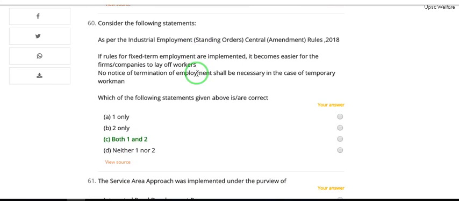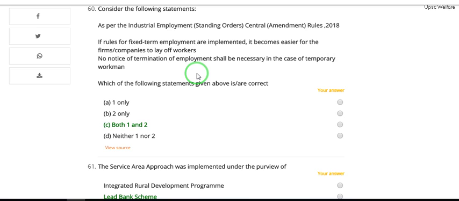Now see here, question 60: as per the Industrial Employment Standing Orders Central Amendment Rules 2018. The first option: if the rules for fixed-term employment are implemented, it becomes easier for firms or companies to lay off workers.